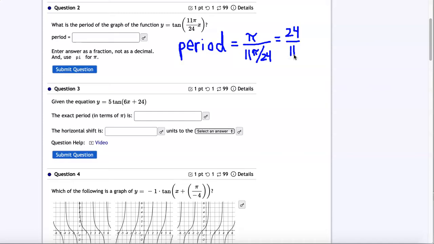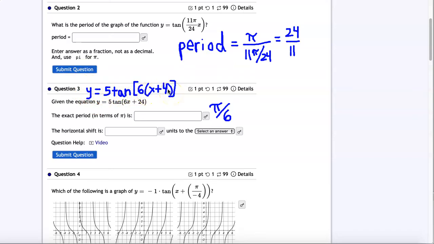Okay, so then for question number 3, the b value here is 6. So then the period would be pi over 6. To find the horizontal shift, you need to factor out the 6 here. So here I can rewrite this equation as 5 tangent 6 times the quantity x plus 4.